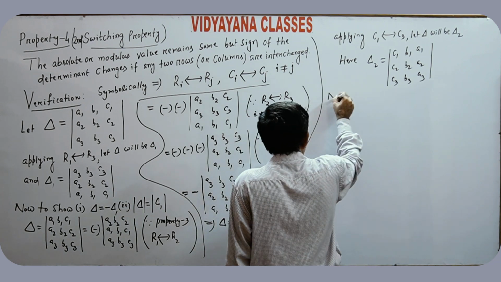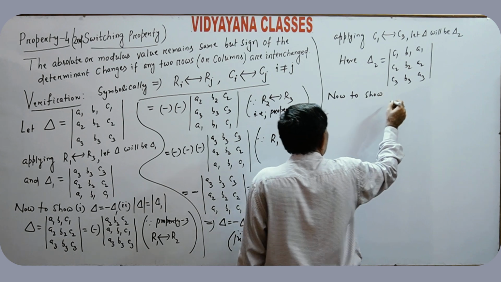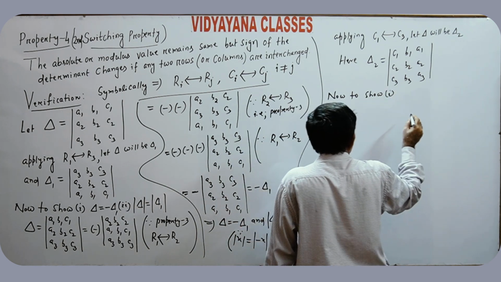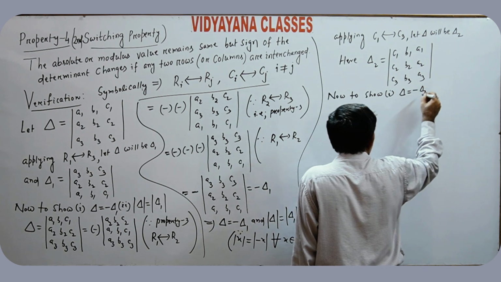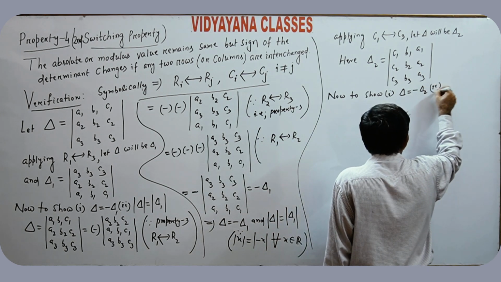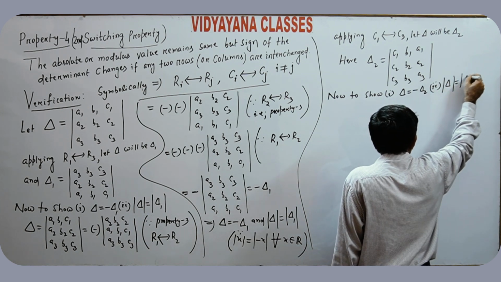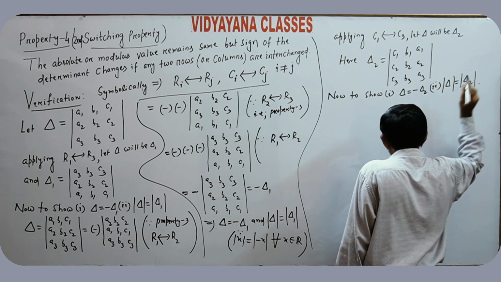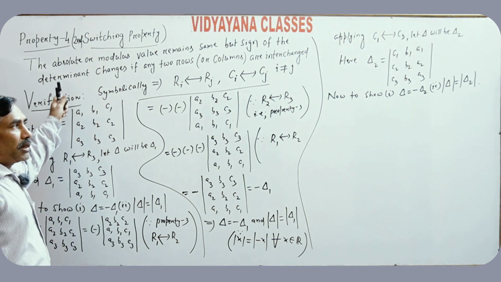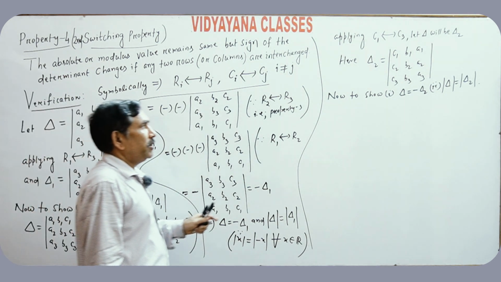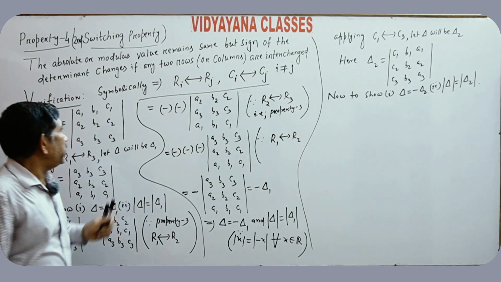Now to show, first, Del is equal to negative of Del 2. Second, the modulus of Del is equal to the modulus of Del 2. These two conditions satisfy the given statement.